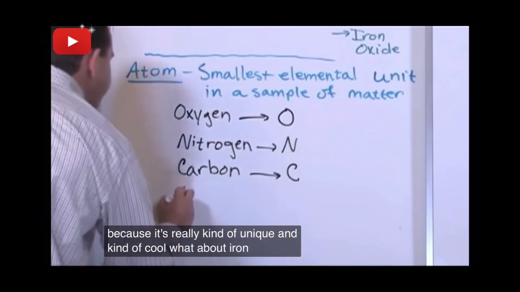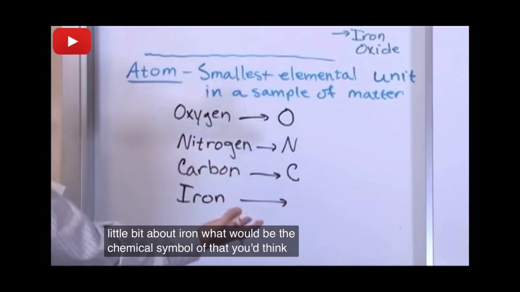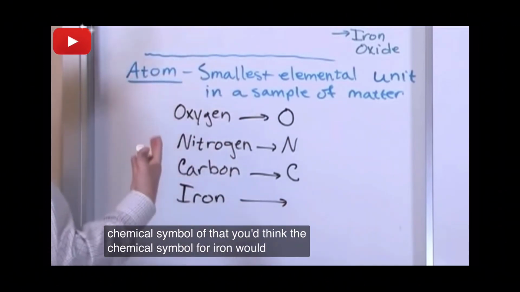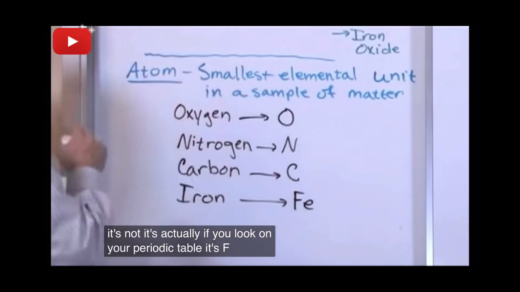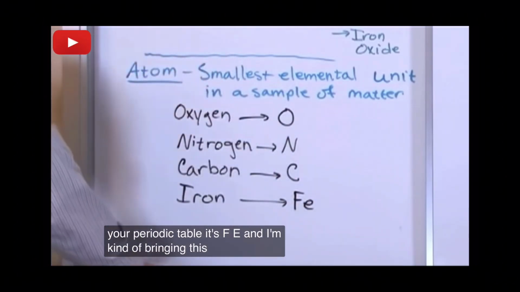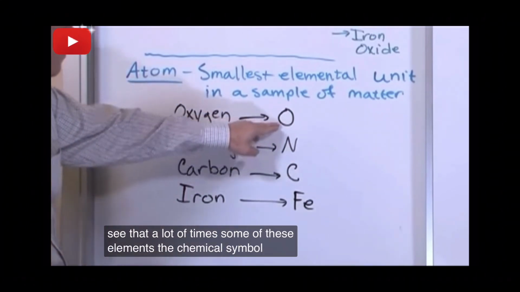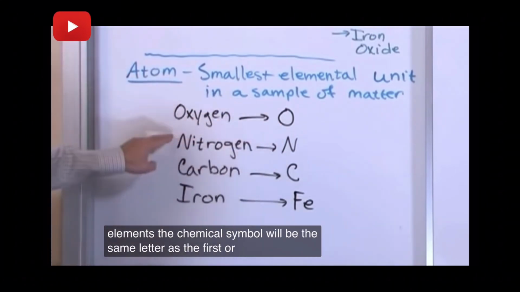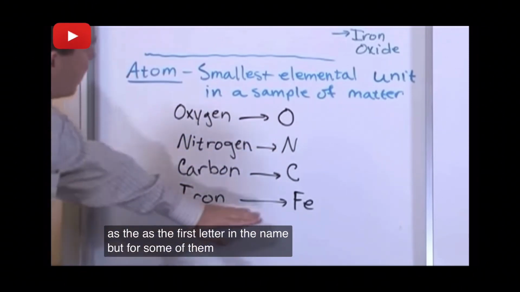What about iron? We talked a little bit about iron. What would be the chemical symbol of that? You'd think the chemical symbol for iron would be I, but it's not. It's actually, if you look on your periodic table, it's Fe. And I'm kind of bringing this up because you'll see that a lot of times. Some of these elements, the chemical symbol will be the same as the first letter in the name, but for some of them it's going to look totally different.